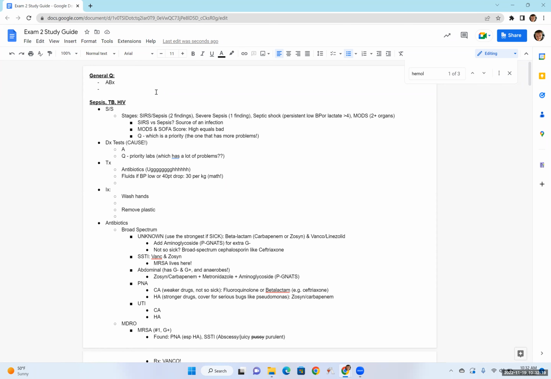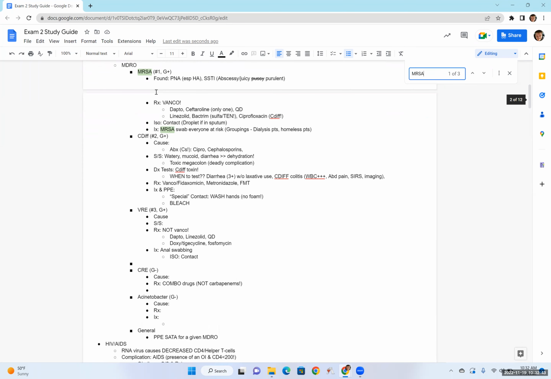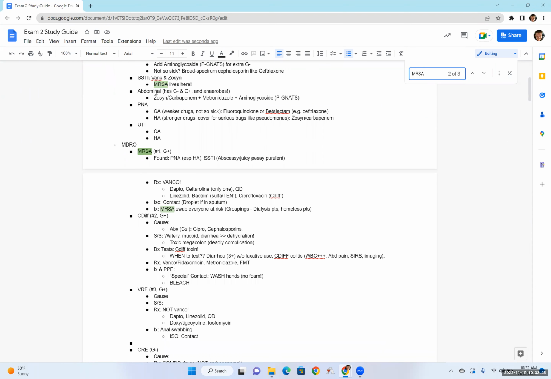You're probably going to think about the worst gram-positive bug on the skin, which is what? MRSA, right? So we're going to give vancomycin. So you might be giving something broad spectrum covering gram-positives and gram-negatives, but they might have the worst situation, which is MRSA, especially if they have risk factors. What are the risk factors for MRSA? Where is it found?